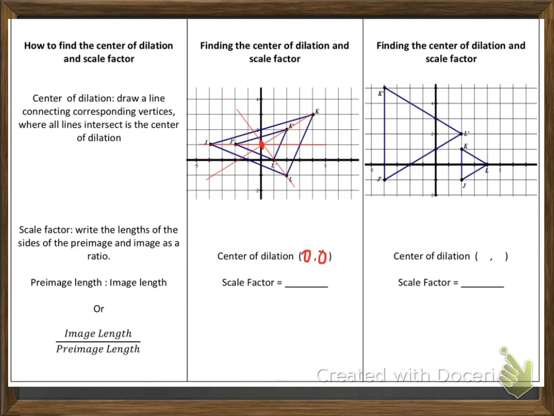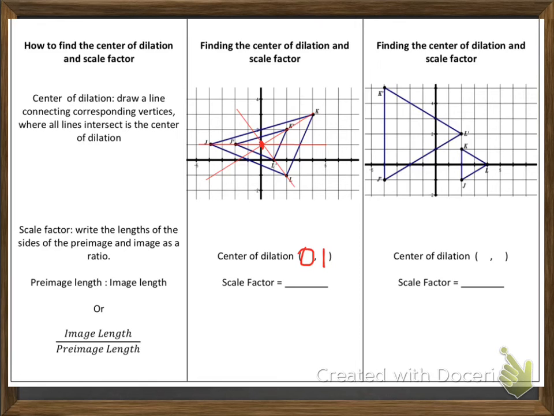I think I put that as 0, 0, but you know what? That's actually 0, 1. So let's fix that. So we see that point is 0, 1. That's our center, and I'm just looking where all of those lines intersect.